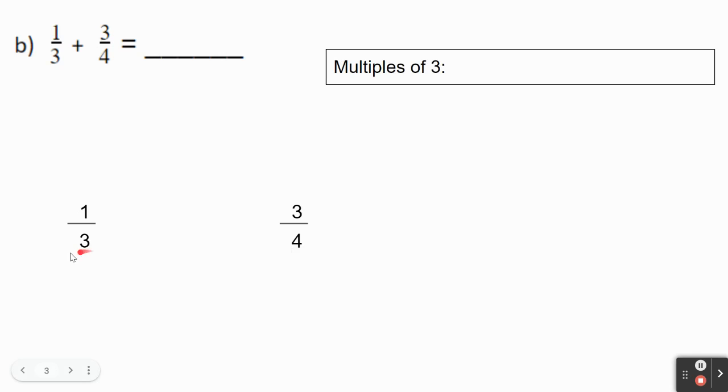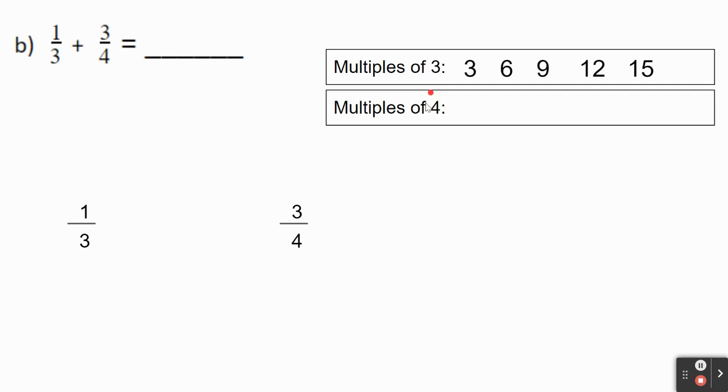Since 3 is the denominator of the first fraction, we're going to list out the first 5 multiples of 3. We have 3, 6, 9, 12, and 15. Now let's list out the first 5 multiples of 4, since 4 is the denominator of our second fraction. We have 4, 8, 12, 16, and 20. Now let's look carefully at both lists to find the first multiple in both lists. We can see that 12 is the first multiple in both lists, meaning we're going to create equivalent fractions that have a denominator of 12.